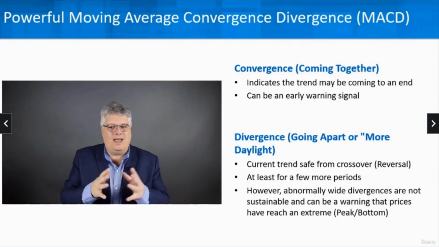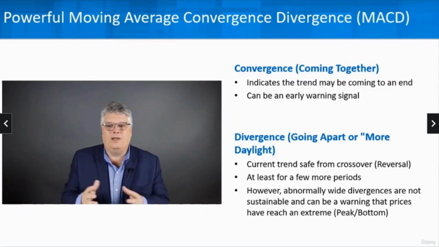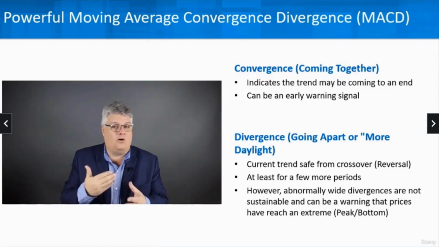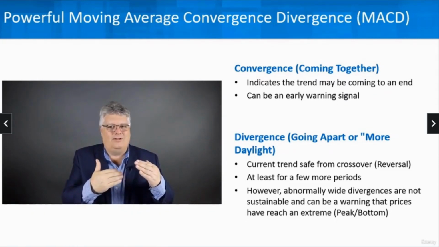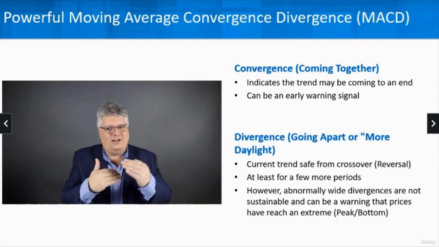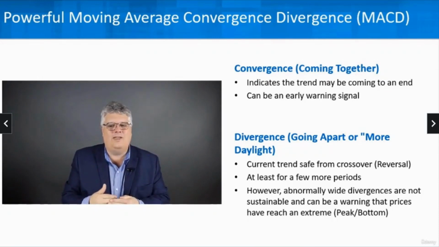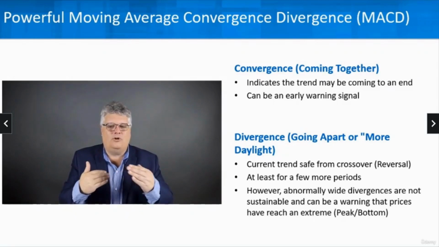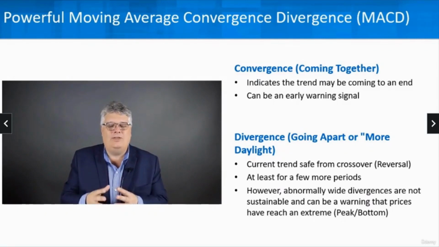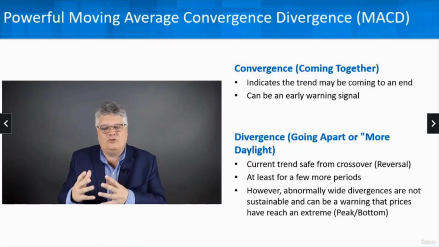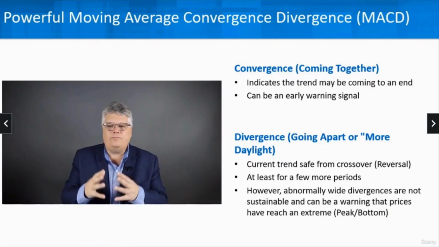A divergence, think of that as going apart, or more daylight, it might be a way to think of it. And so the current trend is safe from a crossover or a reversal. Remember, we were looking at those ones with that more daylight. We knew that on the far left of the graph, we had a lot of daylight, so it had to come really far to get to that moving average. We had a little bit of safety there. So divergence, more daylight or going apart, really is an indicator that the trend is not going to reverse. If anything, it looks like the trend might be safer for a longer period of time. We will continue to ride that trend, at least for a few more periods maybe.